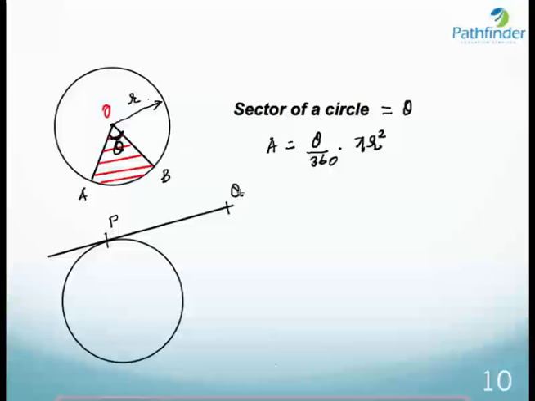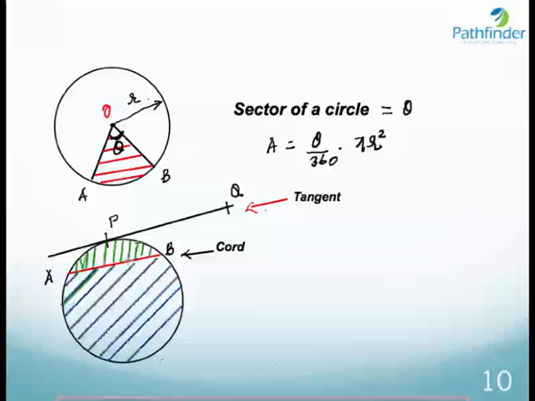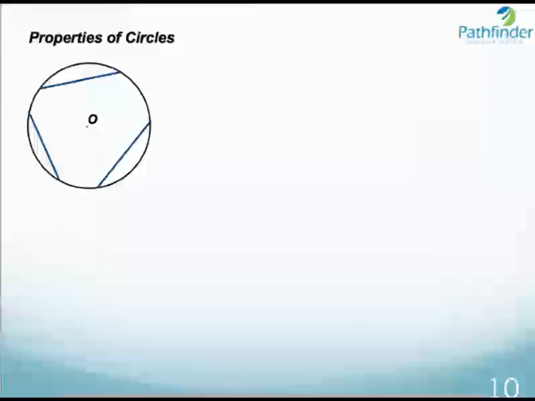The line PQ is called as a tangent. AB is a chord. A chord divides a circle into two segments. So the two shaded areas of the circles are known as segments. This larger segment is called as the major segment, and this minor segment is known as the minor segment. So let us now move to the properties of circles.